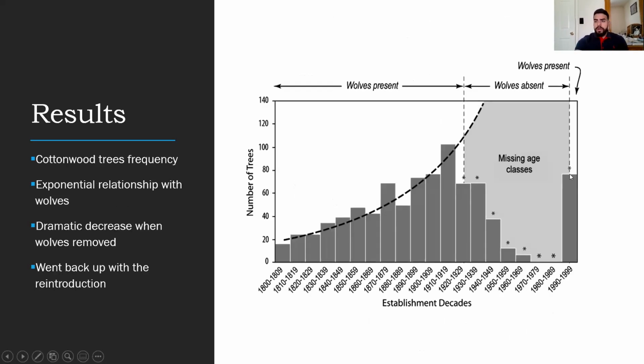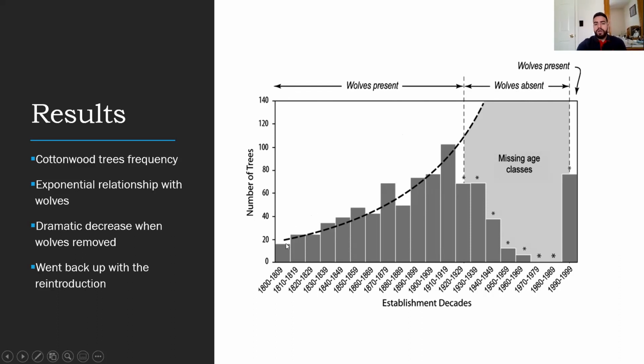Here we have another graph, and this time it's focusing on the frequency of cottonwood trees. And the graph is actually the opposite. It has an opposite setup of the previous one. So on the left now you have wolf presence, and then for this short period of time you have wolf absence, and then you have wolf presence in that final bit right here. And this dashed line right here shows an exponential relationship between the riparian plants and wolf presence.